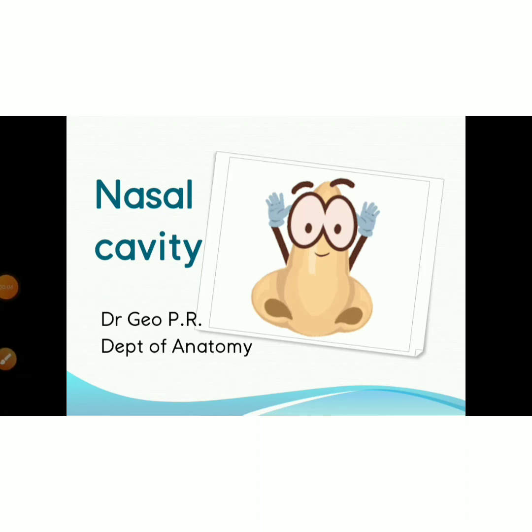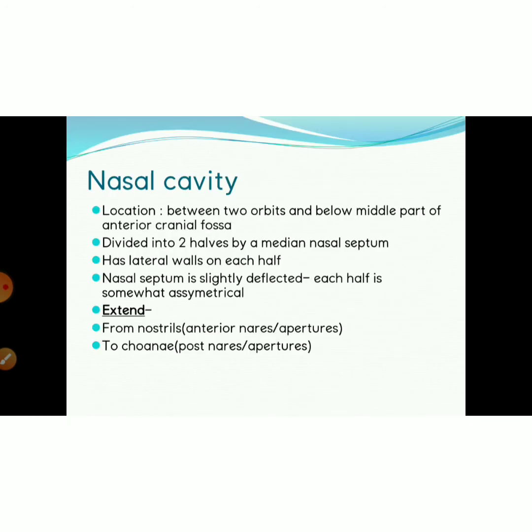Today we will see the nasal cavity. The nasal cavity is located between the two orbits and below the middle part of the anterior cranial fossa. It is divided into right and left halves by a midline nasal septum. The nasal cavity opens on the face by two nostrils or anterior nasal apertures, and it opens into the nasopharynx by two choanae or posterior nasal apertures.